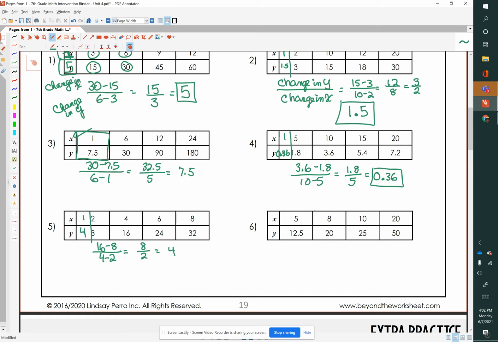And let's do the middle of the table with this one, so we don't have to deal with a decimal. So we'll have 25 minus 20 divided by 10 minus 8, which is going to be 5 over 2. In a decimal, that would be 2.5. That's our unit rate. So if we had a 1 here, we would have a 2.5 as our y value. So let's look at some of the practice problems on the next page.